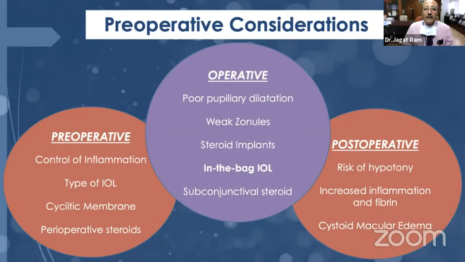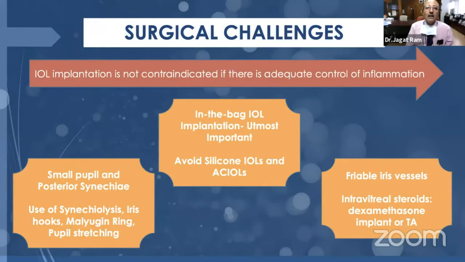Then in the operative period, the most important issue remains dilatation of the pupil, and it is extremely important that we implant the IOL in the capsular bag. And postoperatively, we must monitor the patient for postoperative complications, whether it is intraocular pressure, inflammation, or cystoid macular edema.